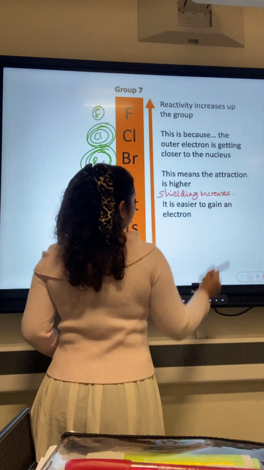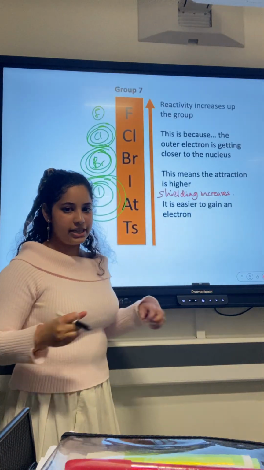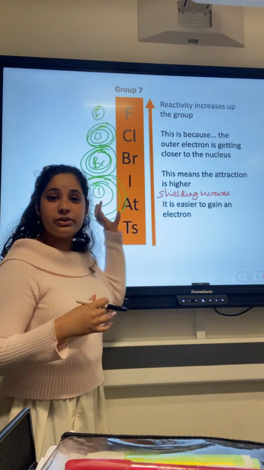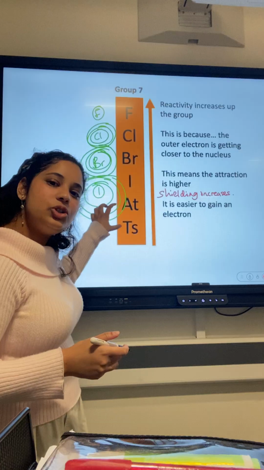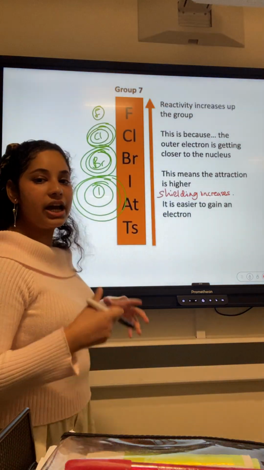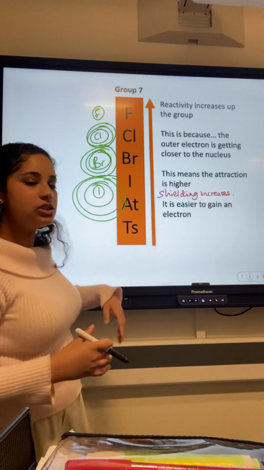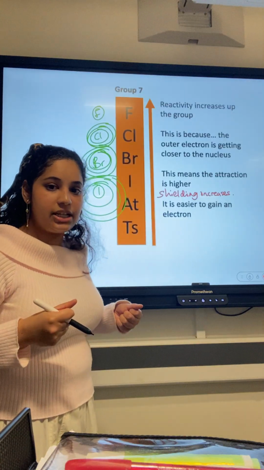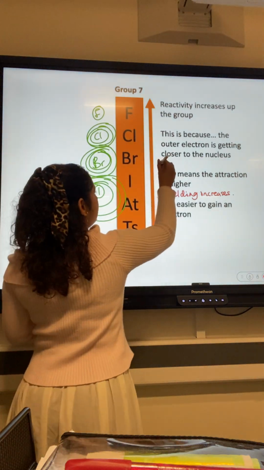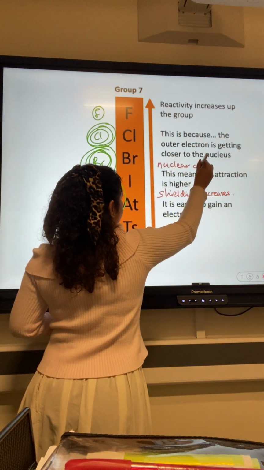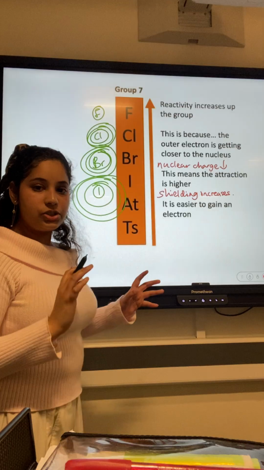We also need to talk about nuclear charge. Nuclear charge is the ability of the positively charged nucleus to pull in the outer shell electrons. In the nucleus we have protons and neutrons. The protons are positively charged, and the electrons in the shells are negatively charged, so the nucleus will pull in the electrons. That's essentially what nuclear charge is. As we go down the group, the nuclear charge decreases. So those are two things that are happening.